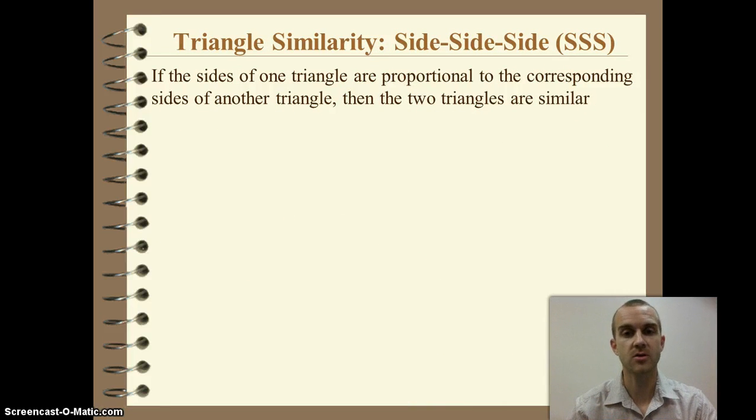Now, within triangles, we have 3 different ways we can tell if two triangles are similar. The first being side, side, side. Now, in side, side, side congruence, all corresponding sides had to be congruent. In side, side, side similarity, they have to have the same proportion.